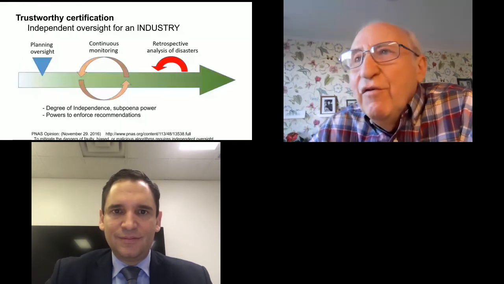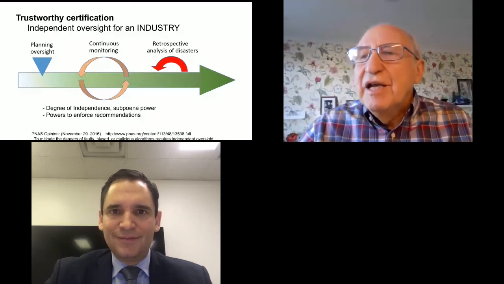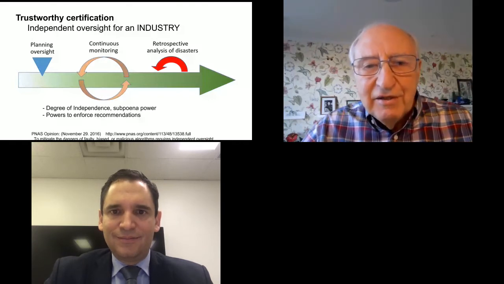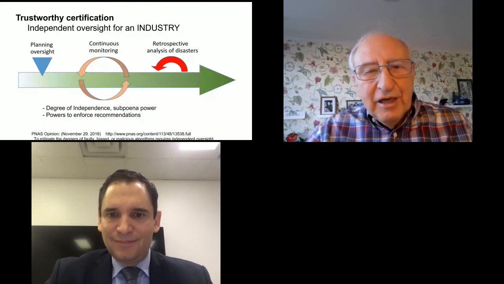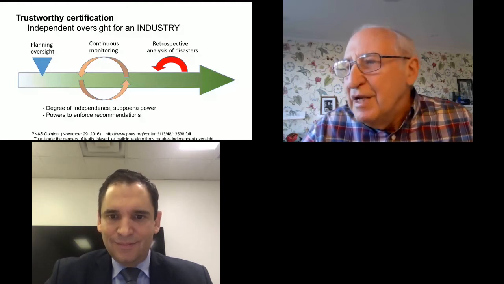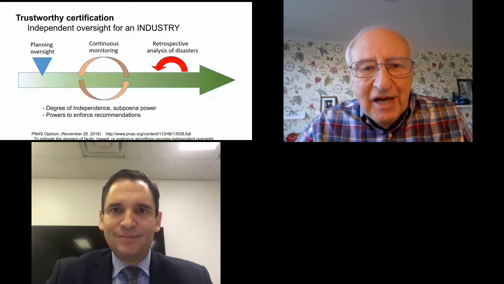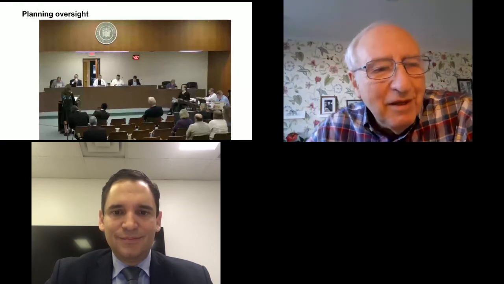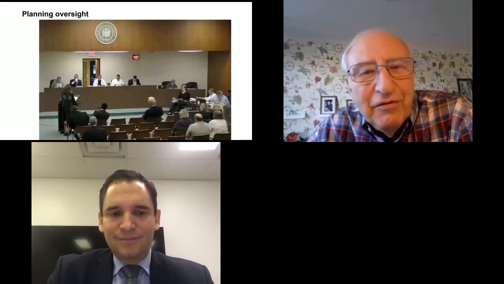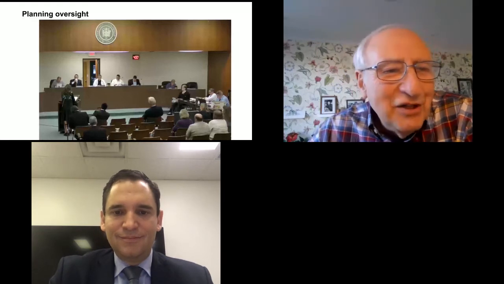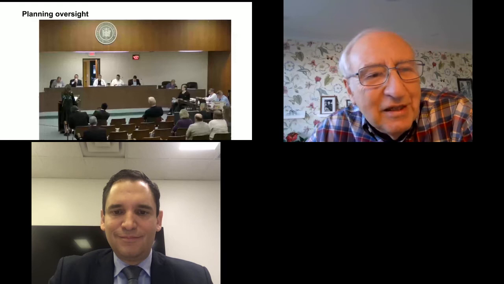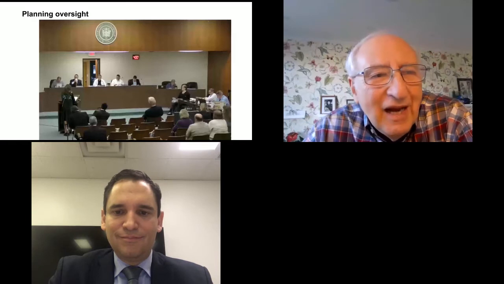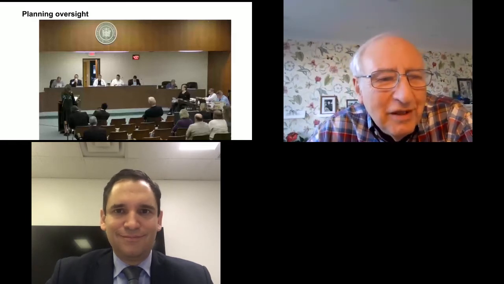So there's three forms of independent oversight. There's planning oversight, there's continuous monitoring, and retrospective analysis of disasters. I'll take just a brief look at each of these three and we'll end up from there. So planning oversight is like a zoning board that has a builder comes and says, this is what I want to build. And the zoning board may give approval, the building gets built. There may be changes in the plans along the way. Then the building inspector comes by and approves it, gives them a certificate of occupancy, and then the insurance company says, okay, we will now insure you.